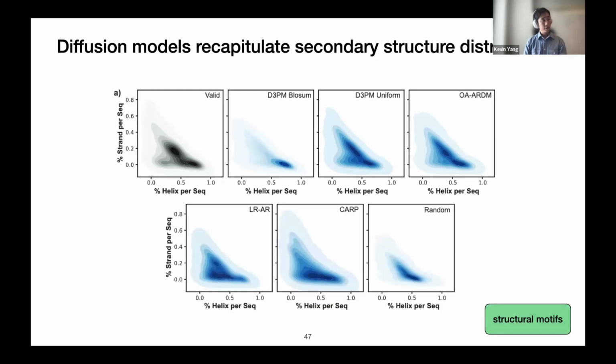And here are the controls. The left to right autoregressive also does reasonably well, but not as well as the order agnostic one. CARP basically doesn't generate strands, and random generation also doesn't do a good job. So we're beating the baselines, and visually they seem to do pretty well.